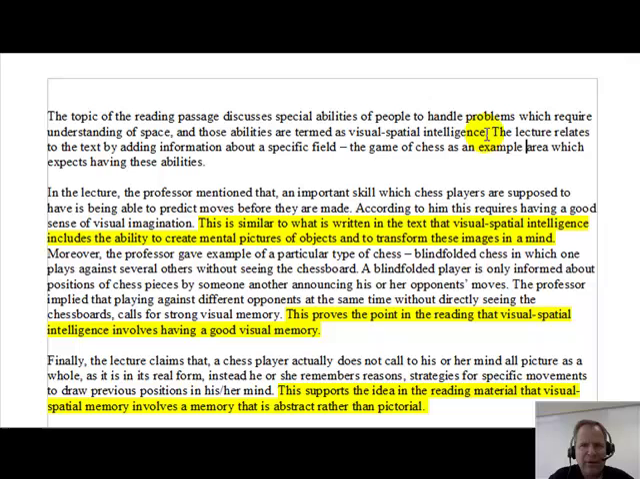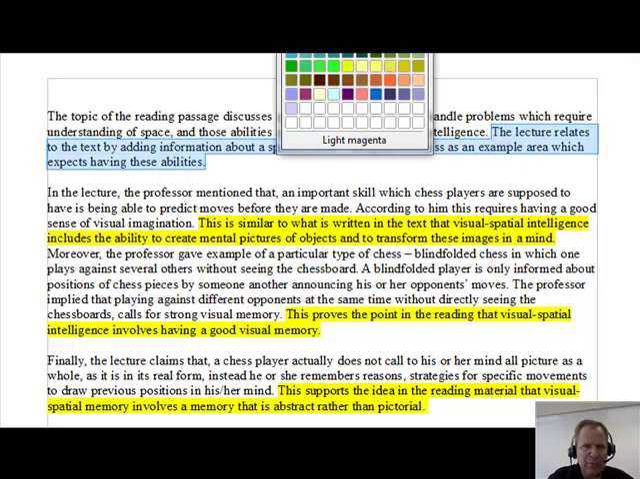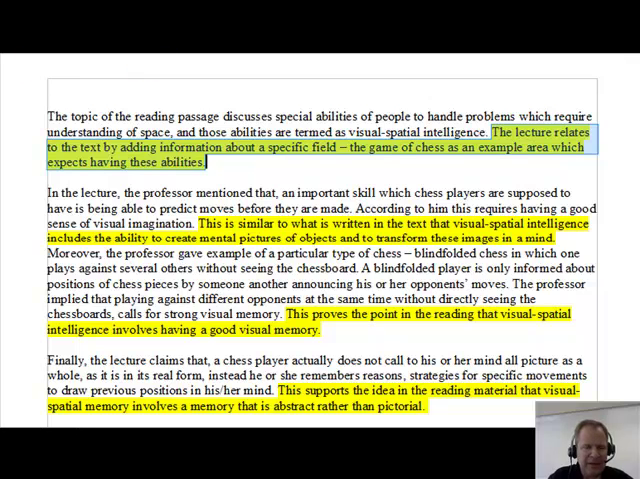Okay, so far I think the first paragraph is good. You mention the key points in the reading passage, and then you discuss what the relationship of the lecture is to the information in the reading passage. So you're saying that it adds information about the game of chess, which expects having these abilities, so that's good. Grammar is pretty good, not too many major problems there. Let's take a look at the next paragraph.